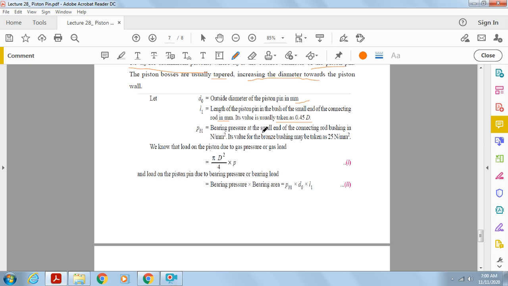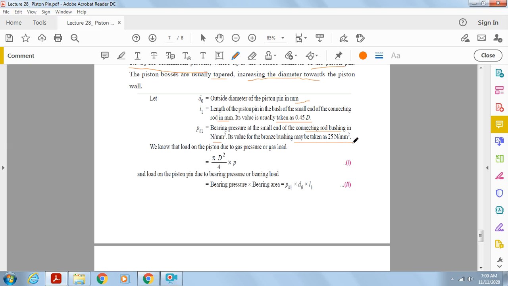PB1 is the bearing pressure at the small end of the connecting rod bushing in Newton per millimeter square. Its value for the bronze bushing may be taken as 25 Newton per millimeter square. So these are all design values, and we have to remember those values.